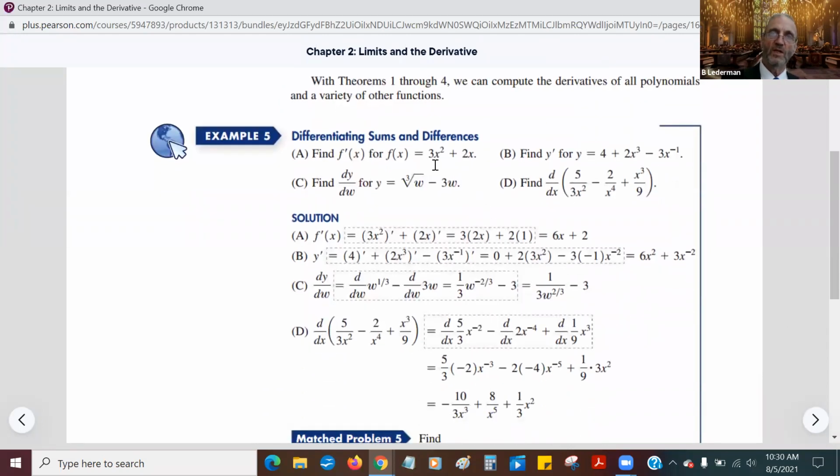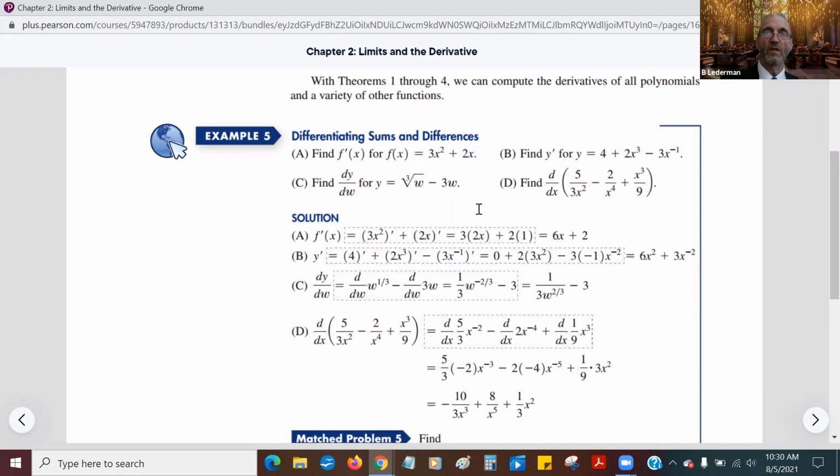So f of x equals 3x squared plus 2x. Basically I'm going to do each guy separately. So the derivative of 3x squared, notice I took 3x squared and put a prime on it. That means I'm doing the derivative of 3x squared here, 2x with a prime. So that's 3 times 2x. The derivative of 2x is 2 times 1, 6x plus 2, power, done.